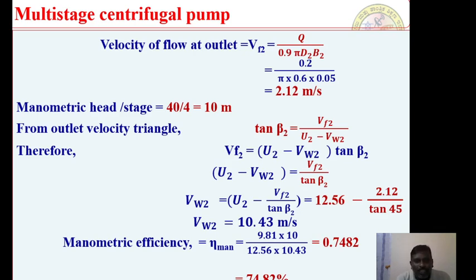which is not related to a stage, which is related to a particular pump, because we are talking of manometric head per stage, that means with respect to a particular pump. Therefore 10 meters of the manometric head we have considered for a particular centrifugal pump. Therefore for a 10 meters manometric head, the manometric efficiency is always related with respect to 10 meters of water only. Therefore the manometric efficiency is equal to 74.82%.